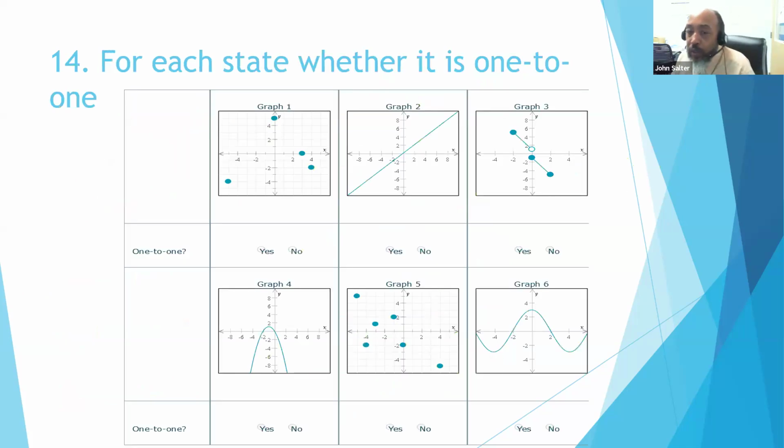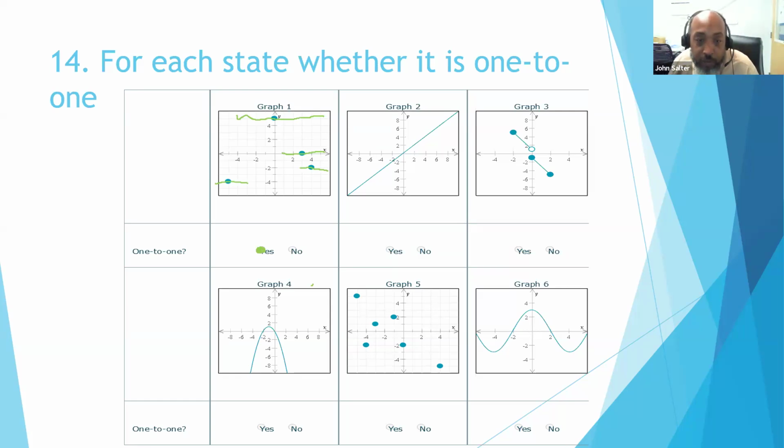State whether it's one-to-one. To determine if something is a function, we do the vertical line test. To determine if it's one-to-one, we do a horizontal line test. So looking at my graph one, are any of these on the same horizontal line as each other? No, no, no, no. Is this one-to-one? Yep, it passes the horizontal line test.